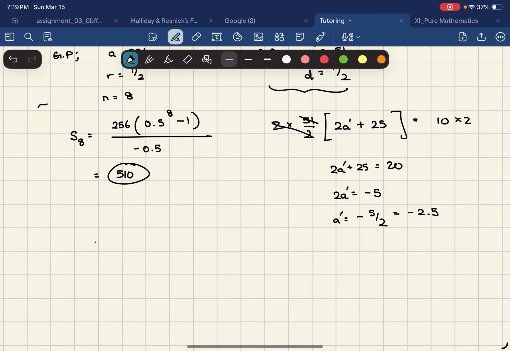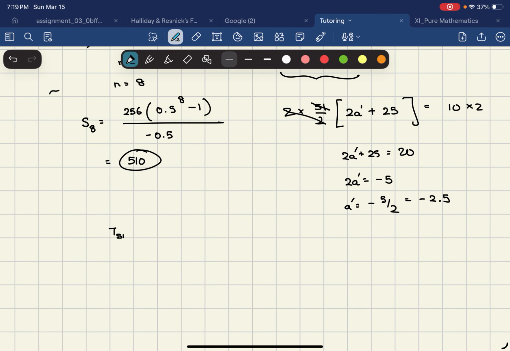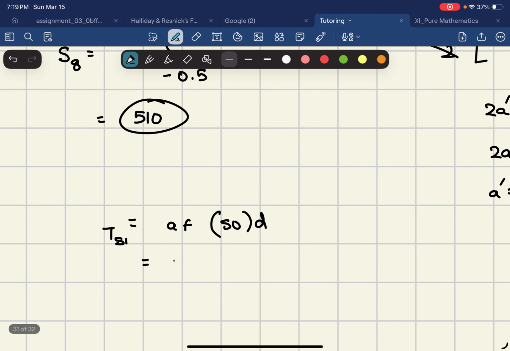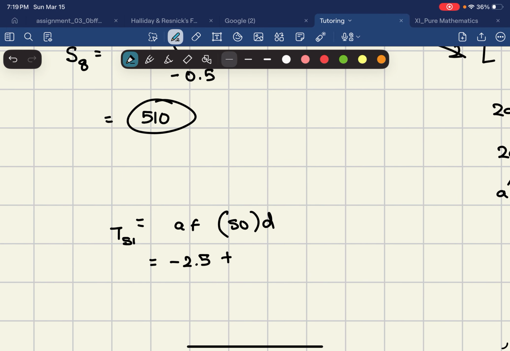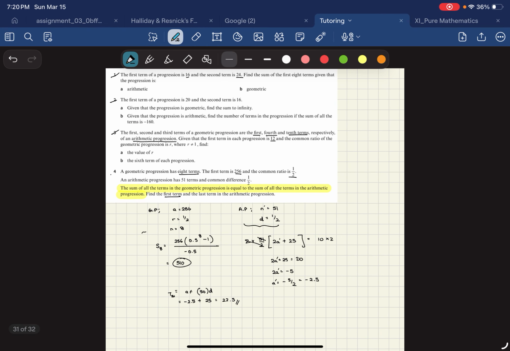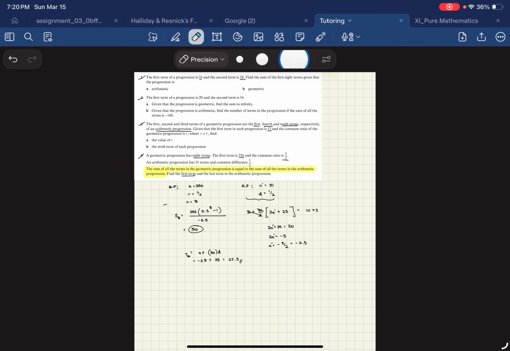And it says find the last term. So the last term is just the 51st term, right? Because we have 51. So that is just a plus 51 minus 1, which is 50d. And a is negative 2.5, plus d is half as well. So 50 times half is 25. And that, I believe, gives me 22.5. So that is my answer for question 4. Moving on.